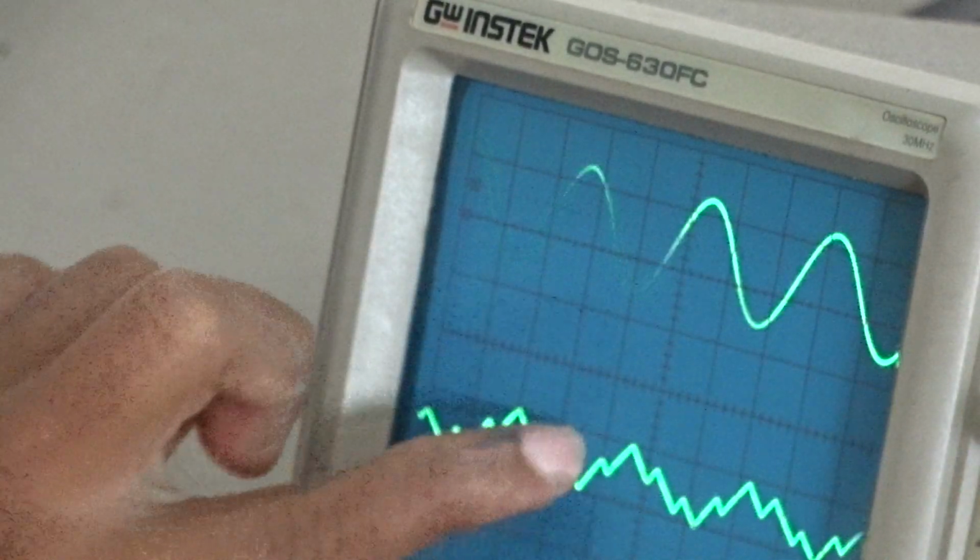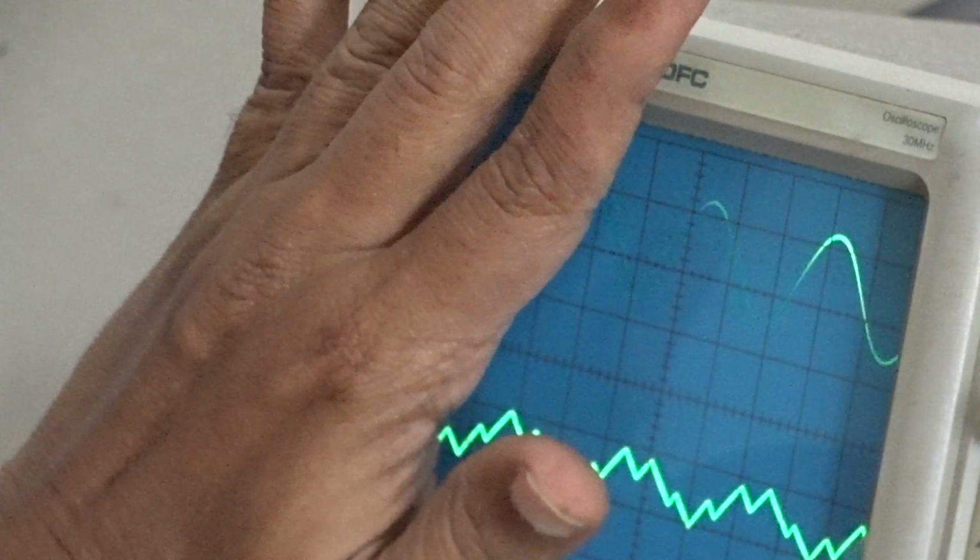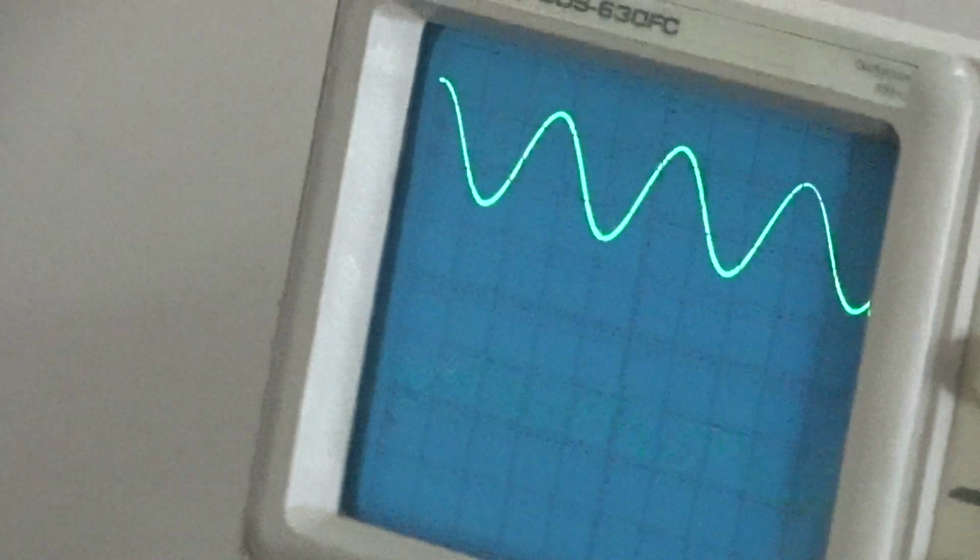By observing the demodulation output, this is the experiment of pulse width modulation and demodulation.